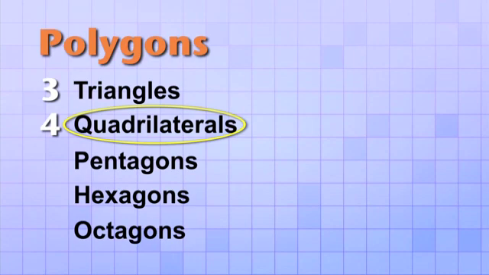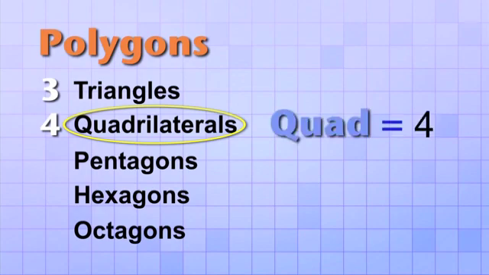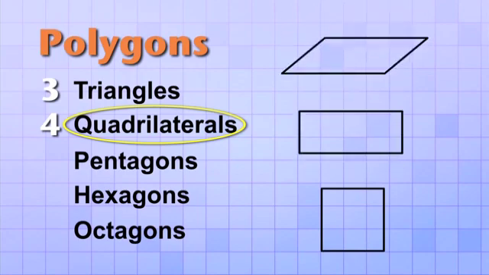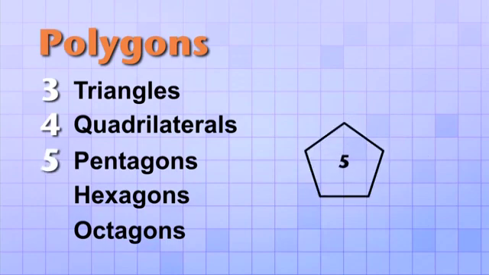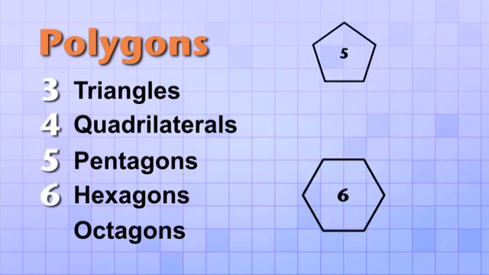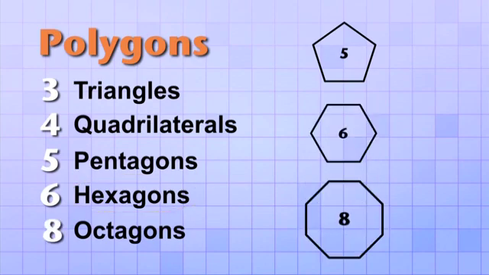Wow, now that's a fancy math word. But it helps if you just remember that the first part, quad, means 4. Quadrilaterals are shapes like squares, rectangles, and parallelograms. They'll also get a video of their own. 5-sided polygons are called pentagons. 6-sided polygons are called hexagons. And 8-sided polygons are called octagons.